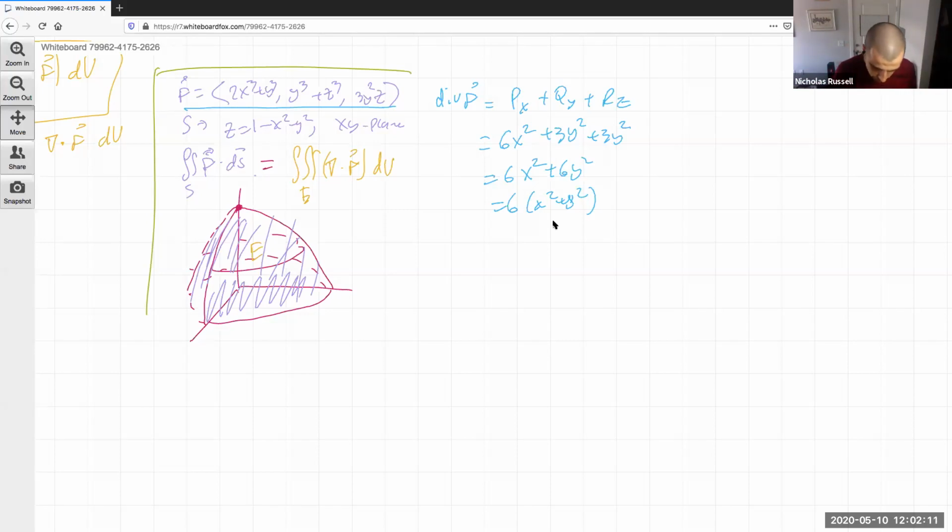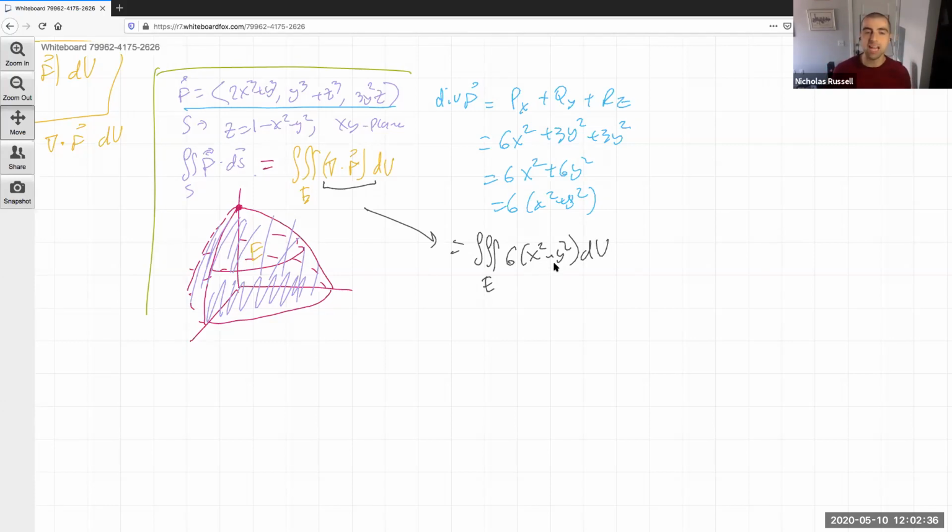Kind of interesting. So if I now want to utilize this, this integral now becomes the integral over my domain E of 6 times (x squared plus y squared) dV, where this E here is my domain, which is just bounded by the paraboloid and the xy plane. And so I now know that I can find the limits of this integral very quickly.